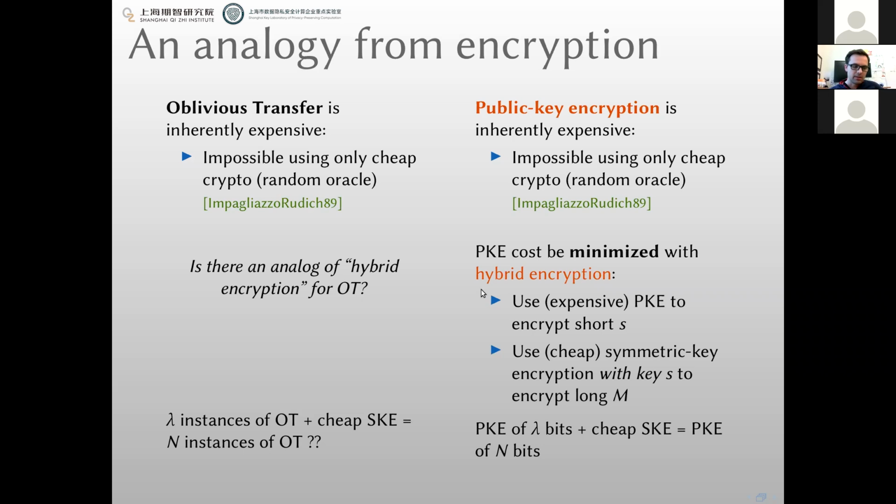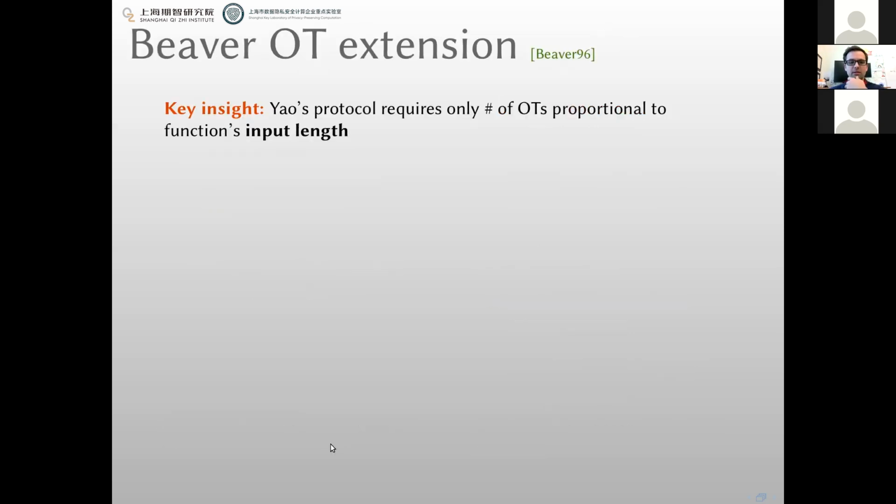So OT extension is like asking the question, can we do something like hybrid encryption for oblivious transfer? Wouldn't it be nice if, suppose I really wanted 1 million instances of oblivious transfer, I could just run an oblivious transfer protocol 1 million times. Wouldn't it be nicer though if I could only run 128 instances of oblivious transfer, and then using lots of cheap symmetric key techniques, I somehow obtain 1 million instances of OT? In the same way that I could get public key encryption of gigabytes of data using hybrid encryption. So that's what oblivious transfer extension gives us.